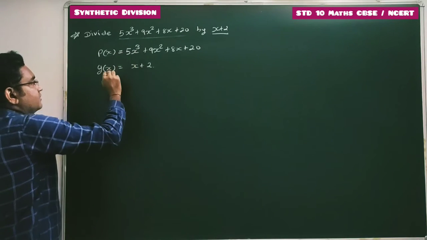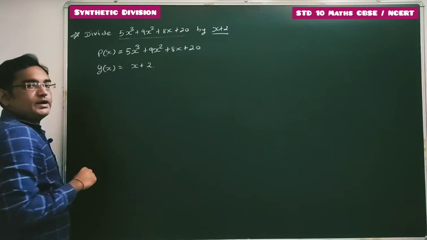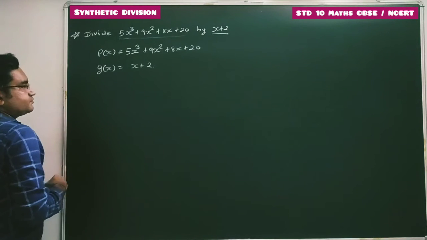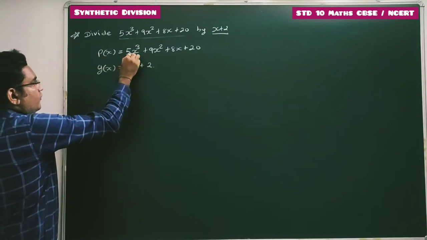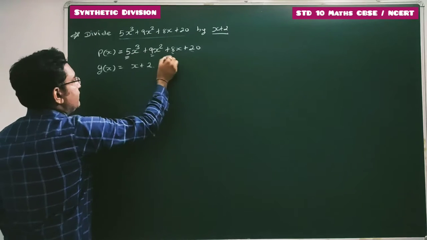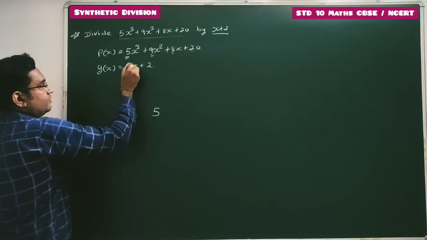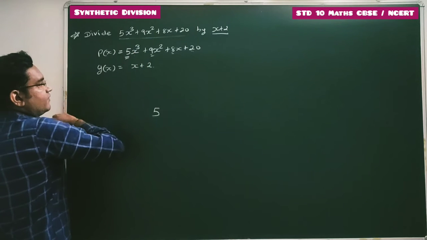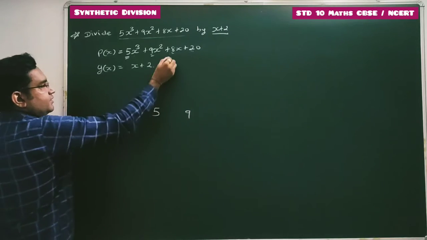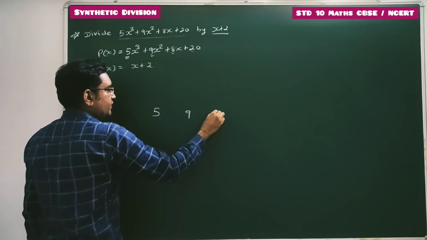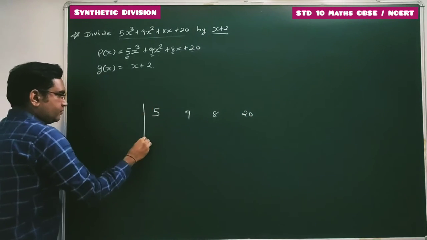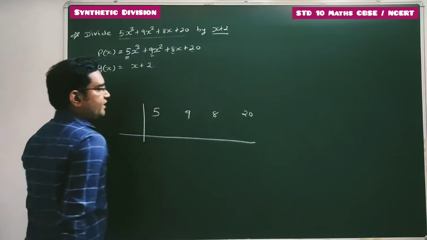We know that by the division of two polynomials we get a quotient polynomial as well as a remainder. So first we will write down the coefficients of the dividend polynomial. The coefficient of x cube, the leading term, is 5. Then the term with x square has coefficient 9. Then the term with x has coefficient 8, and the constant term is 20. So first we write down the coefficients of the dividend polynomial.